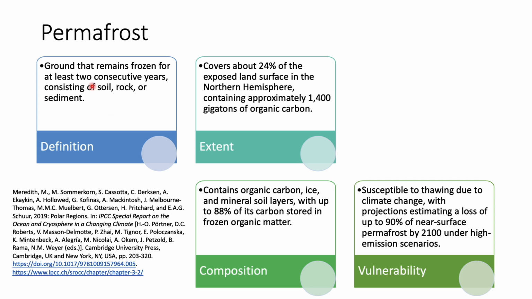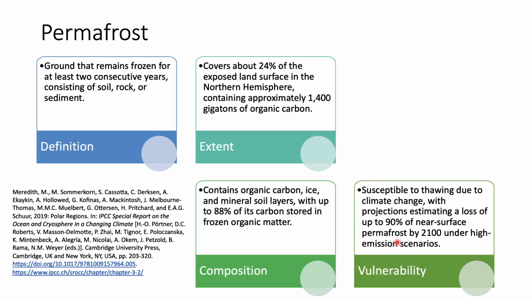Permafrost: permanently frozen. Then what is the extent? This actually covers 24% of the exposed land area in the northern hemisphere, containing approximately 1400 gigatons of organic carbon. So this is the biggest source of carbon. And what is the composition? It contains organic carbon, ice and mineral soil layers, with up to 88% of its carbon stored in frozen organic matter. When we studied the carbon cycle, we also saw that lots of carbon is being stored in the permafrost.